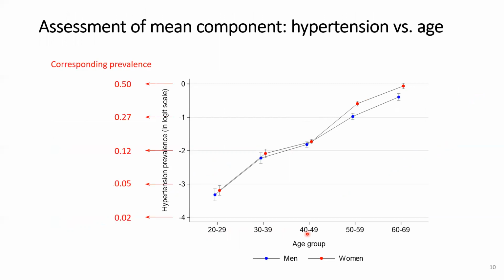And this is what I mentioned. These are numbers in the logit scale, but the logit scale from 0 to -4 corresponds to these probabilities of prevalence of hypertension. 0 corresponds to 50% prevalence, and -1, 27%, then 12%, 5%, 2%. So the number changes by 1 unit in the logit scale, but in the probability scale, they don't. This is something we have to keep in mind.